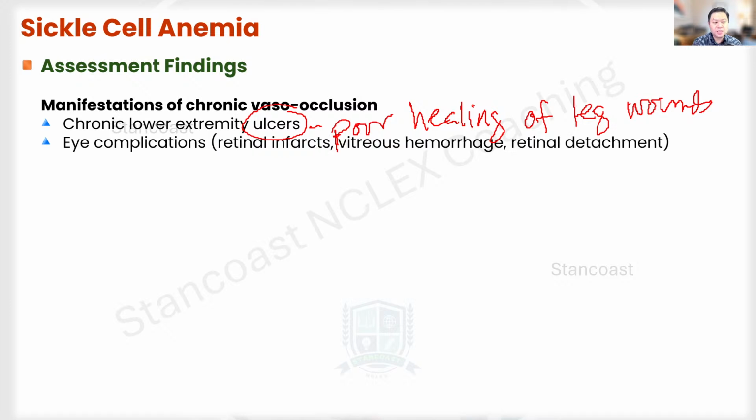Now, the patient can also manifest some eye complications, and listed here, it can lead to retinal infarcts. It can also cause hemorrhage into the vitreous humor. There's also retinal detachment. Again, the reason for that is because of the prolonged, or let's say chronicity of the vaso-occlusions.